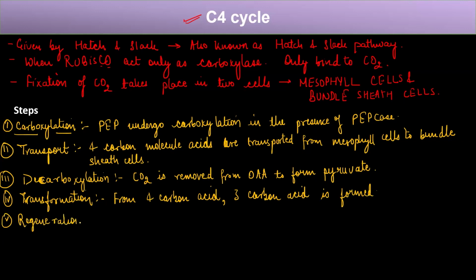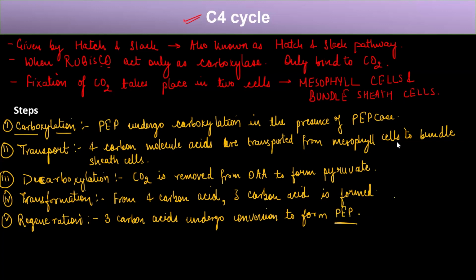Finally is the regeneration. So what happens in the regeneration? The 3 carbon acids undergo conversion to form PEP, or phosphoenol pyruvate. Okay. So these are the steps that are involved in the C4 cycle.